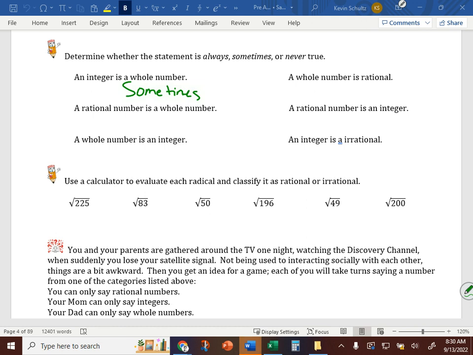The next part, use a calculator to evaluate each radical and classify it as rational or irrational. We're going to save that for tomorrow, as well as the brain buster at the bottom. So your homework for tomorrow, you can end at the green line. That's all the further you need to go for tomorrow. Remember, all I'm looking for is that you attempt everything. If you come in with one question blank, you will not get credit for the assignment.